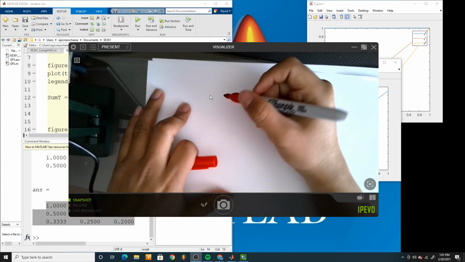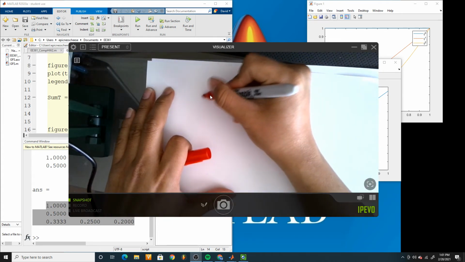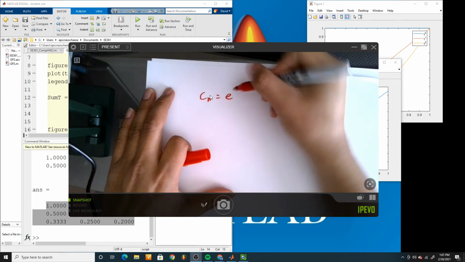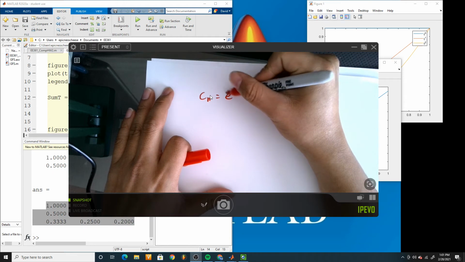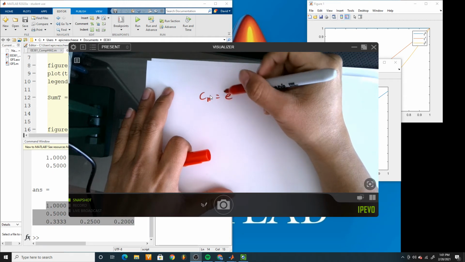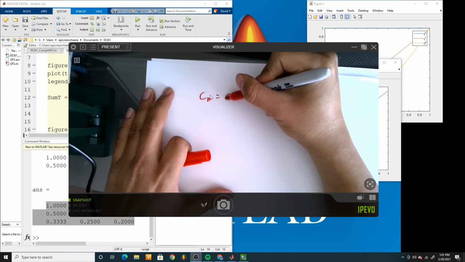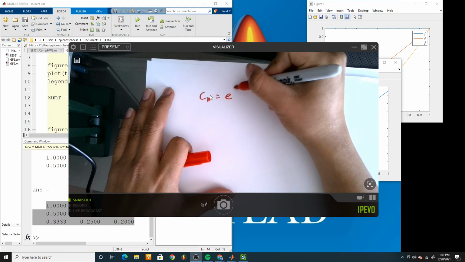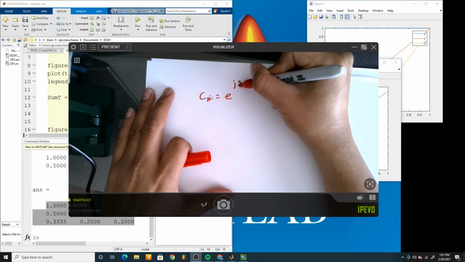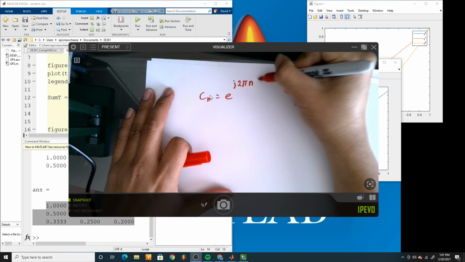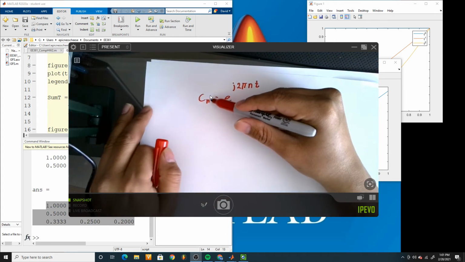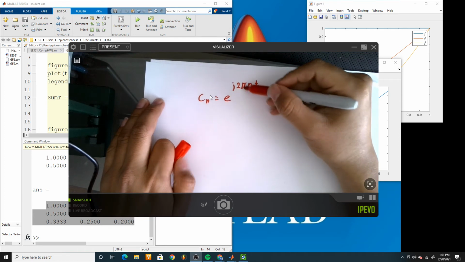So you're going to have new weights. I'm going to call it e to the, how do I want to explain this? Okay, let me just show you what I was trying to do. j2 pi n t. There we go. So we have a signal right here. We have C of n is equal to e to the j2 pi n t.